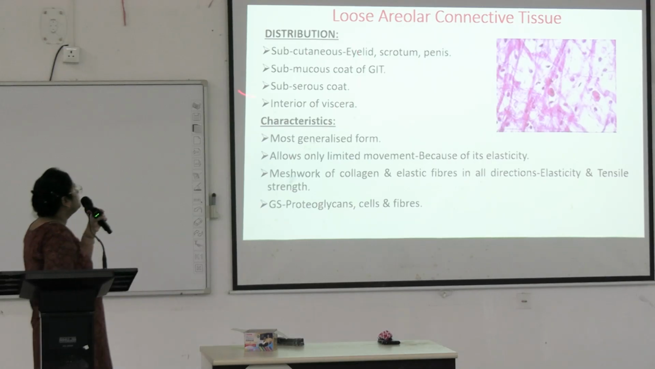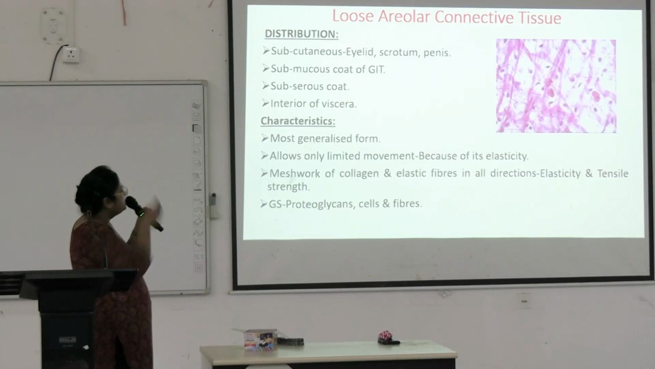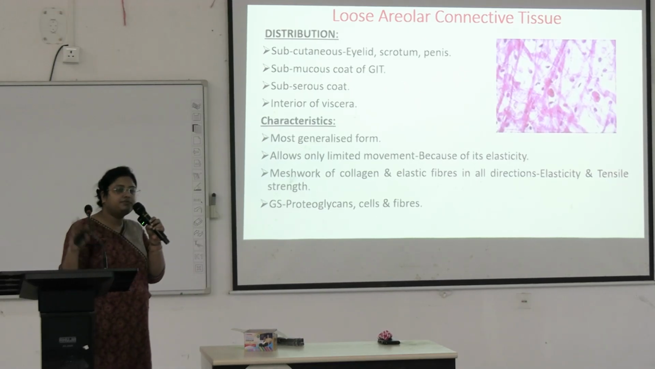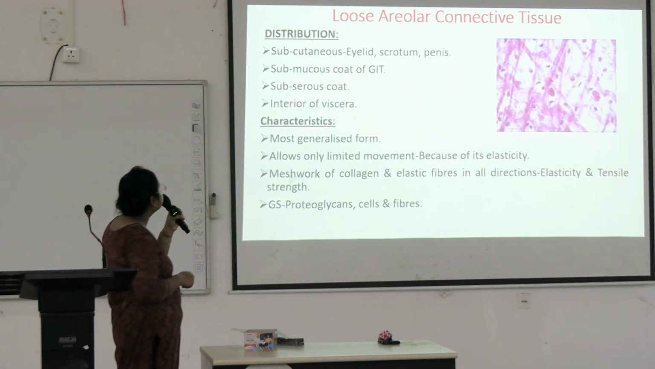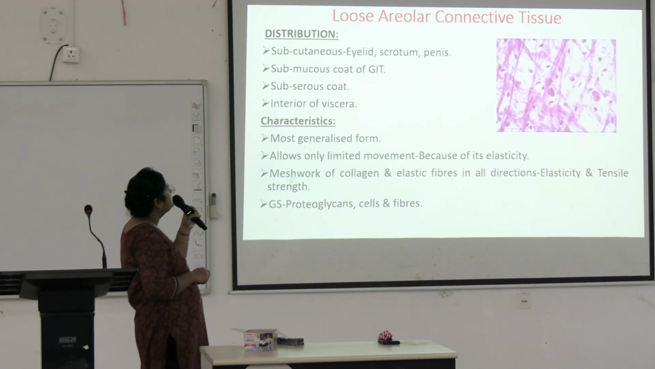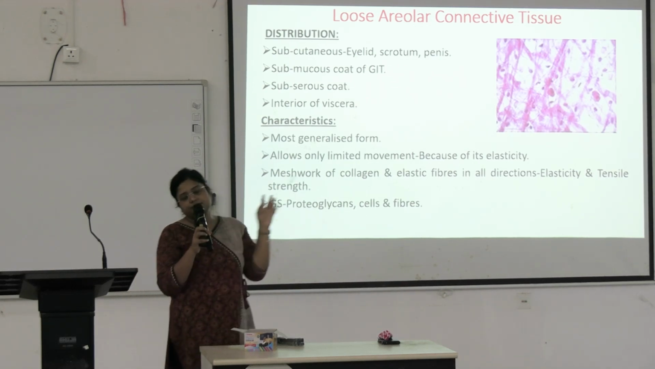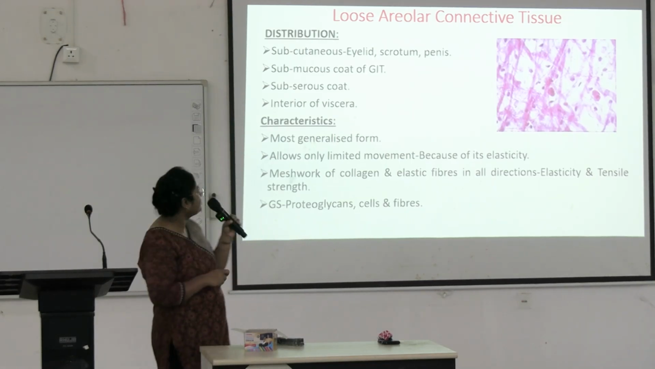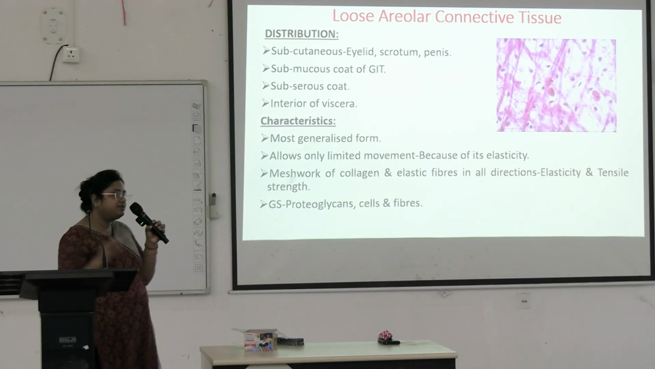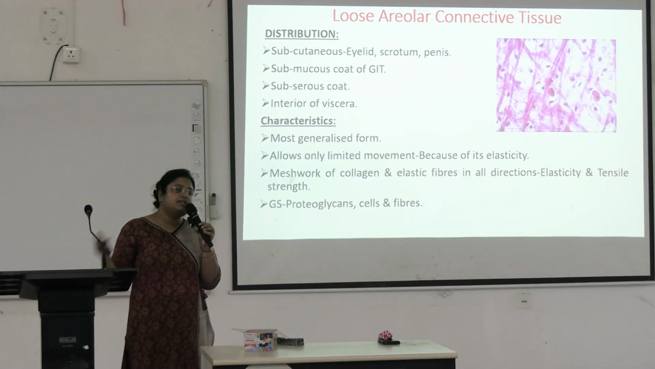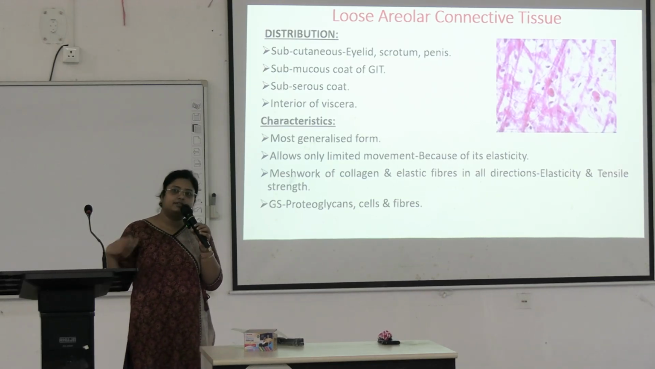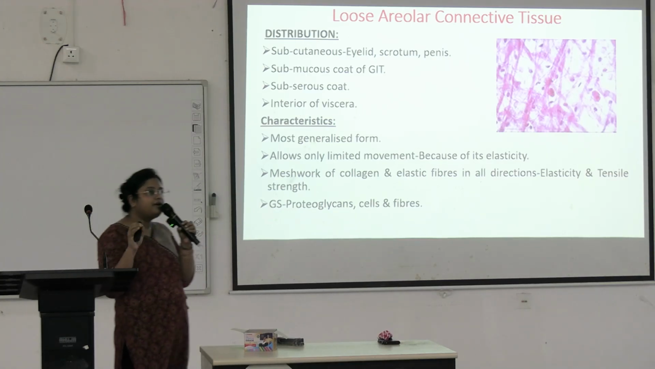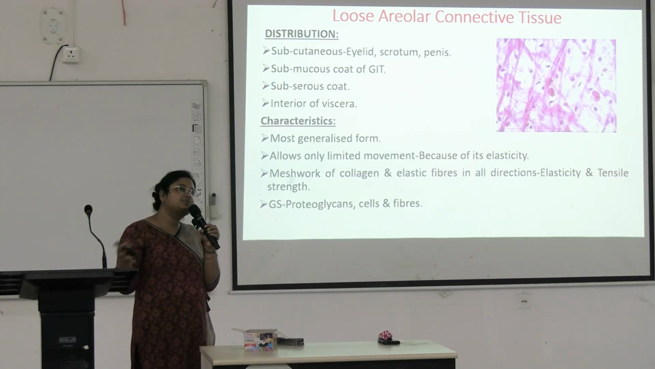Next, this is the distribution in the subcutaneous location. You will get eyelid, scrotum, penis in the subcutaneous region formed by loose areolar connective tissue. Next, in the submucous coat of GIT. Submucous coat of GIT is formed by the lamina propria. Next is subserous coat, subserous coat of different organs like uterus and other organs. And interior of different viscera like stroma of the ovary, it is formed by loose connective tissue.